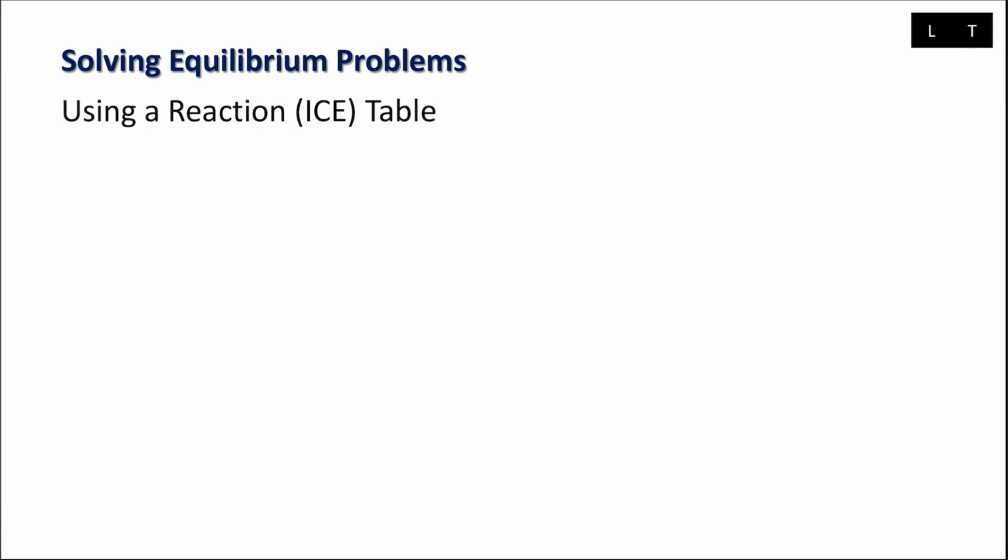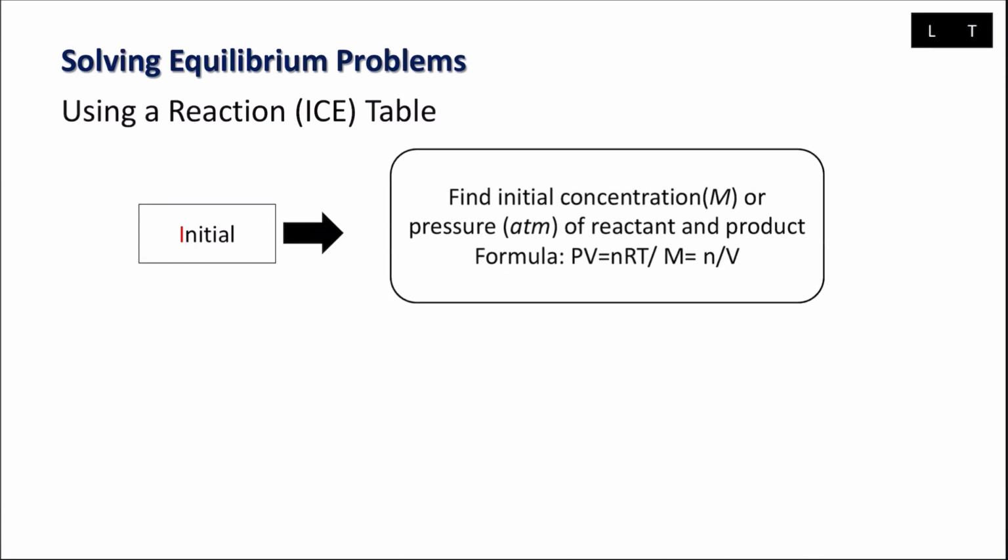So macam mana nak lebih faham, kita ada perkataan ICE. So ice, I kat sini, it stands for initial, where you have to determine the initial concentration or pressure for your product and reactant. Kebiasaannya formula yang kita guna sama ada PV equals to nRT ataupun molar equals to n over V. So ini adalah formula untuk kita determine the initial concentration.